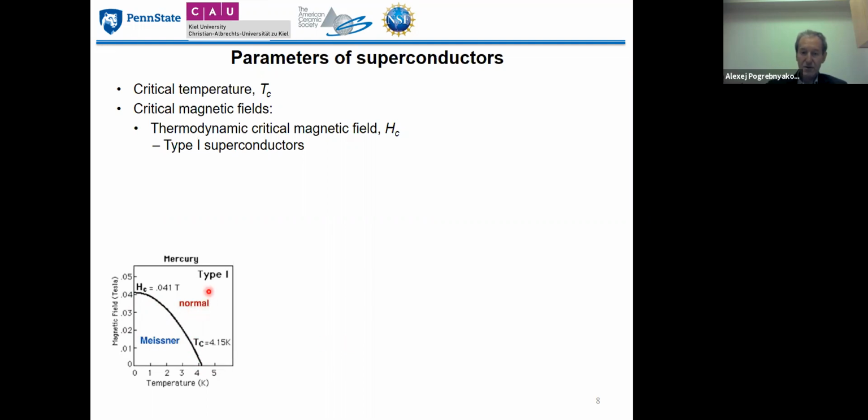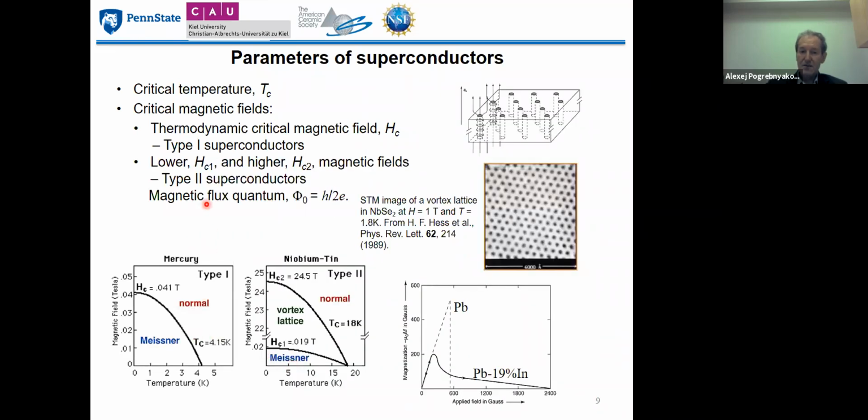So this plot shows the dependence of thermodynamic critical field for mercury that has a critical temperature of 4.15 Kelvin. There is another type of superconductors, and most of the superconductors are type 2 superconductors. They have two magnetic critical fields, the lower critical field and the higher critical magnetic field. And the phase diagram is as follows.